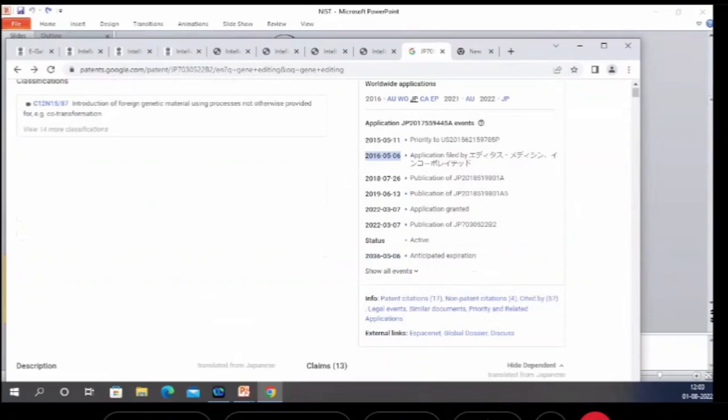So the answer is: if a prior art is not from India, can we file a patent on the same invention? The answer is no. Irrespective of where it is from, anywhere, this can be prior art for your application. The next question is, thank you very much.